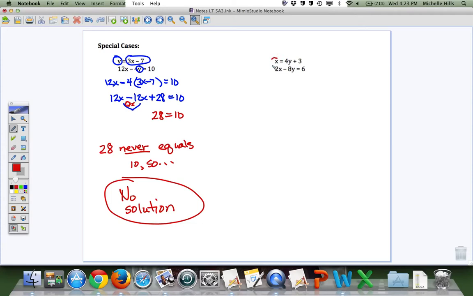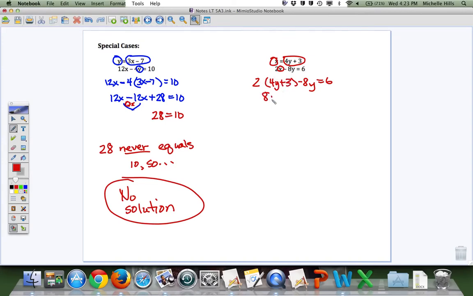Now in this one, x has a value of 4y plus 3. So where I see x in the second equation, I'm going to remove it and substitute 4y plus 3. Again, everything else, the 2, leave some parentheses here, the minus 8y, the equals 6, all of that's going to be copied, but the x is going to be replaced with 4y plus 3.